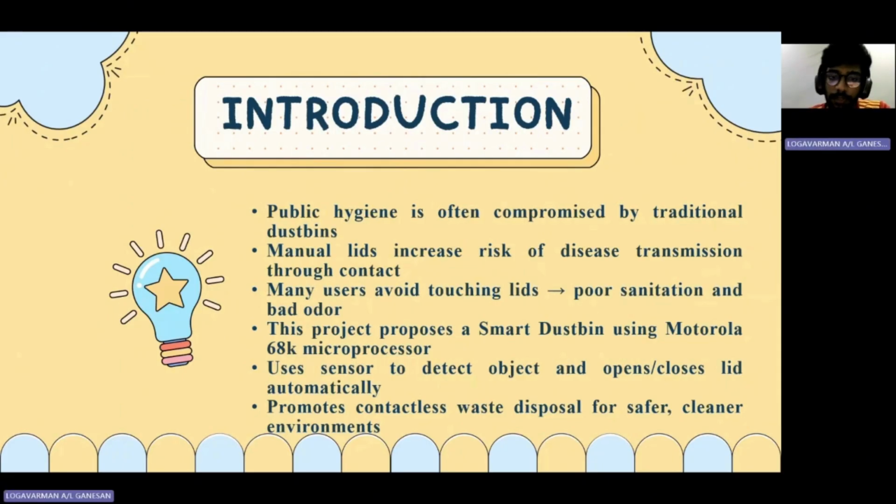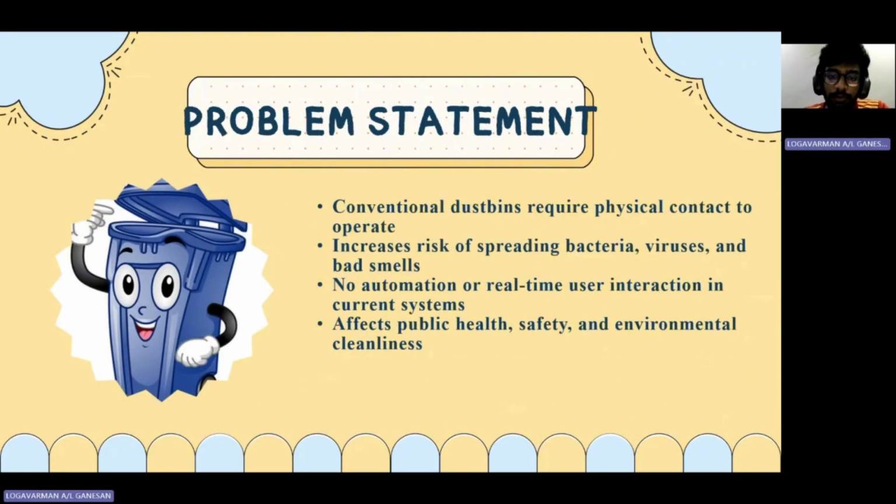The next one is the problem statement. The main problem we aim to solve is the hygienic nature of traditional dustbins. Manual lids require physical contact, which can transmit diseases, especially in hospitals and schools. The current system lacks automation and doesn't respond to real-time user interaction. As a result, they fail to provide a safe and clean environment. So our project considers these health, safety and environmental concerns and aims to develop a smart solution.